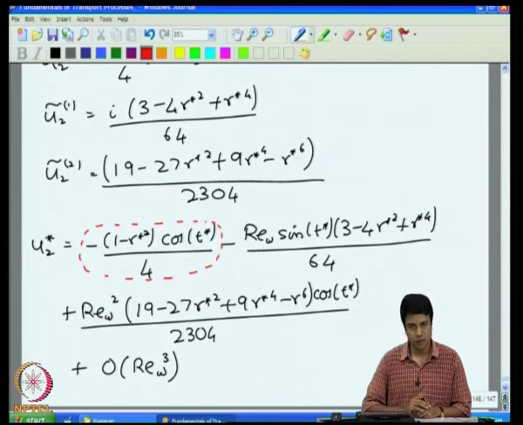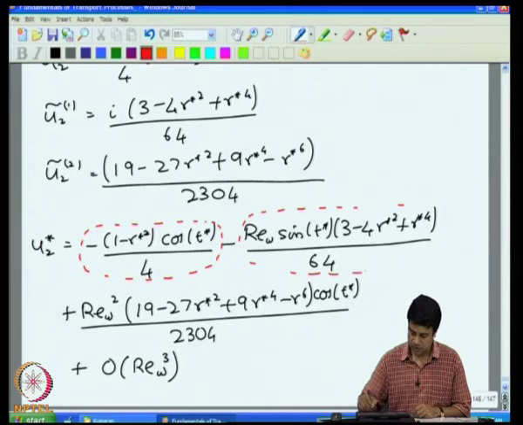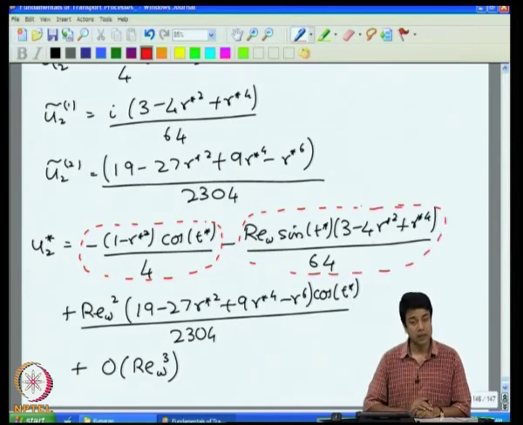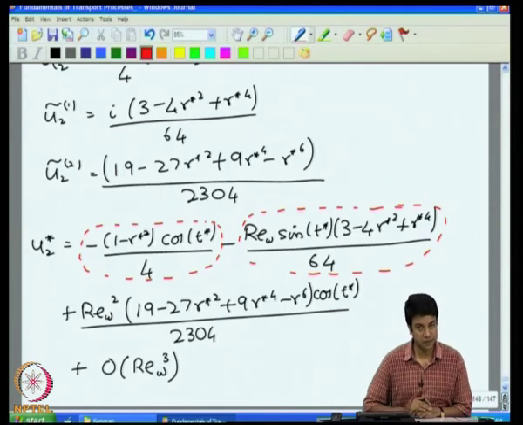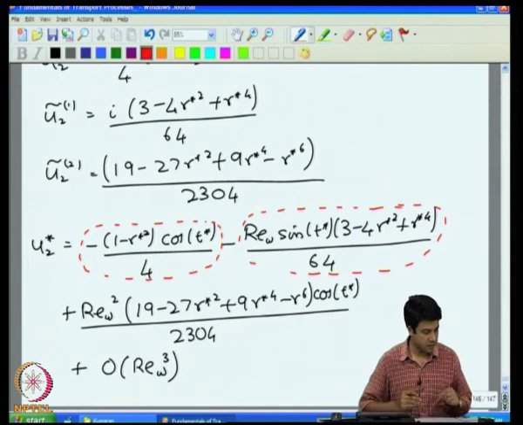However, there are corrections to this due to inertia. The first correction due to inertia is this one. It is proportional to the Reynolds number in the limit of small Reynolds number. And this thing has a phase shift of pi by 2. It goes as sin t. So, the inertia causes a phase shift between the pressure gradient and the velocity. And then there is a second correction, which once again goes as cos t. It is proportional to r e omega square. And using this, I can evaluate all the higher order terms in this series.